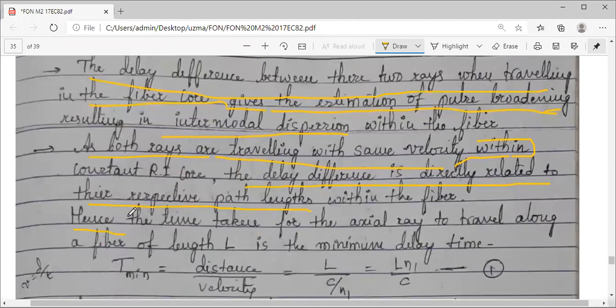Hence, let me take the first one. This is for the axial ray. Hence, the time taken for the axial ray to travel along the fiber length L. So, we know that velocity is equal to distance by time. So, if I want to calculate the time, I have to take distance divided by v. For the axial ray the distance traveled is minimum, so the time will also be minimum. So t minimum is equal to distance by velocity.